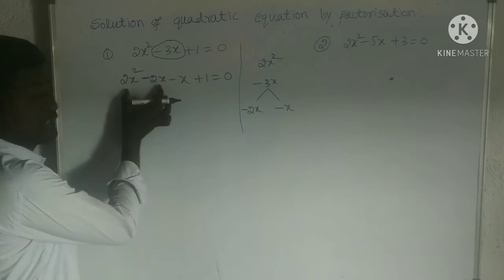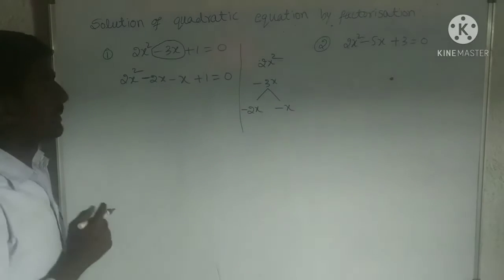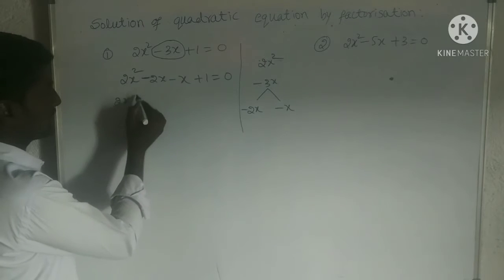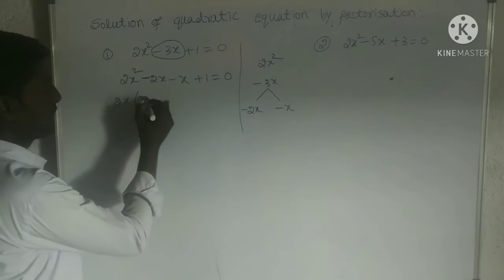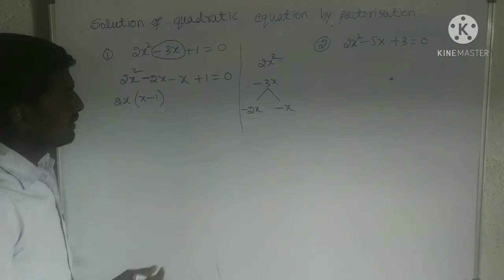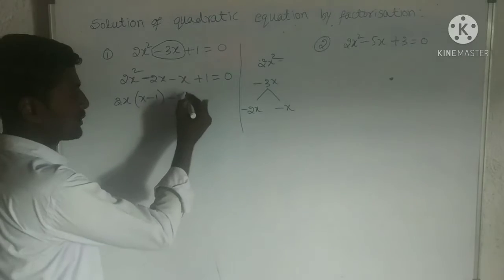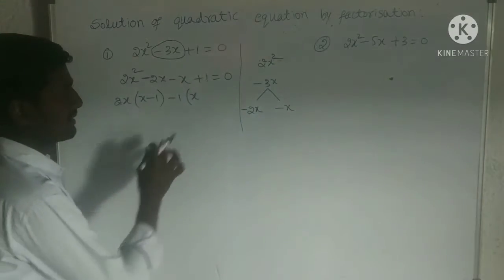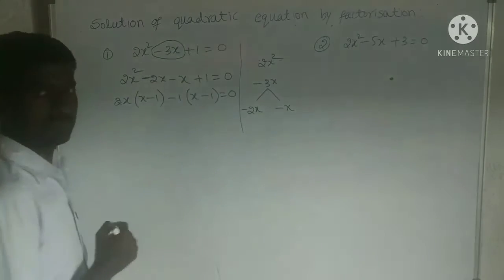Now see the first two terms only. In these two terms, whatever is common, we have to take that common. So in these two terms, 2x is common, I will take 2x outside. Inside what will be there? x minus 1. Now in these two, what is common? Minus 1 I will take outside. Minus taken outside, it will become plus x. Minus into plus, it is minus 1 is equal to 0.